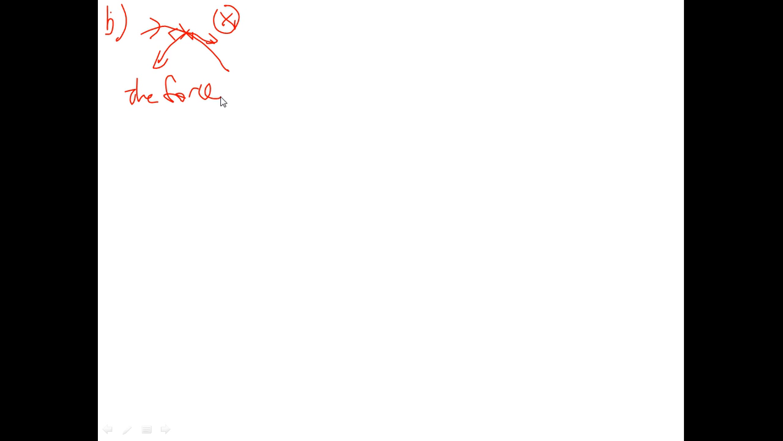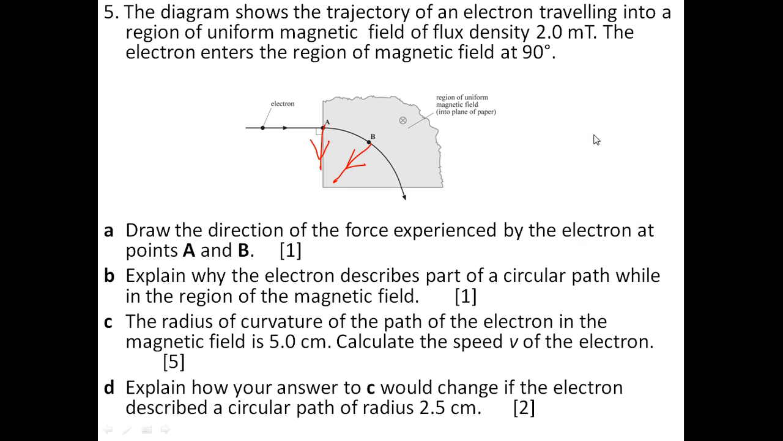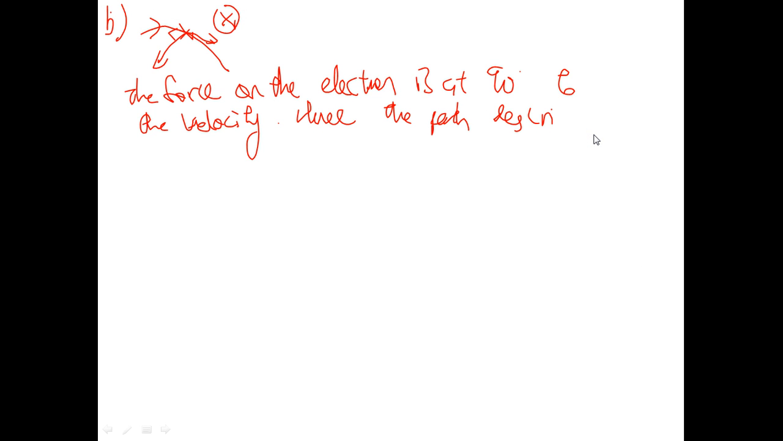The force on the electron is at 90 degrees to the velocity. So hence the path described by the electron is a circle.